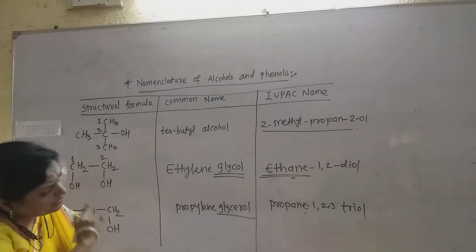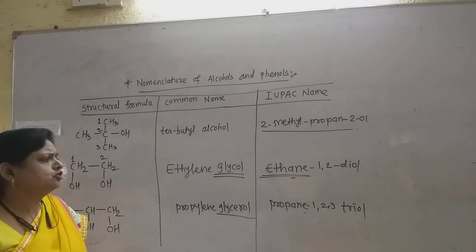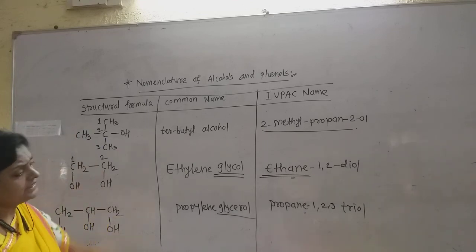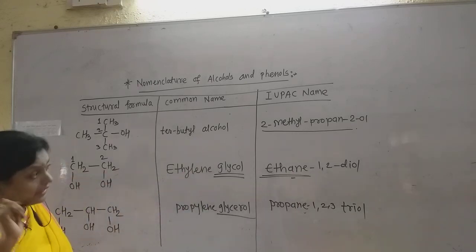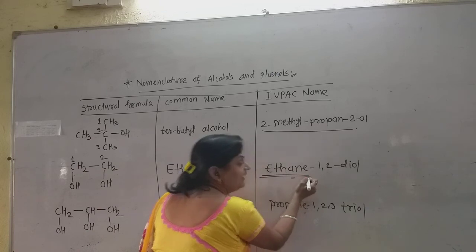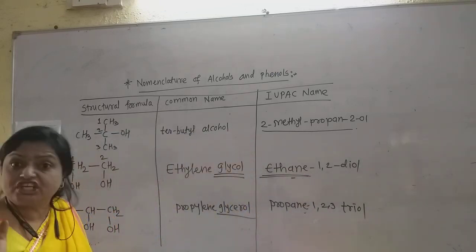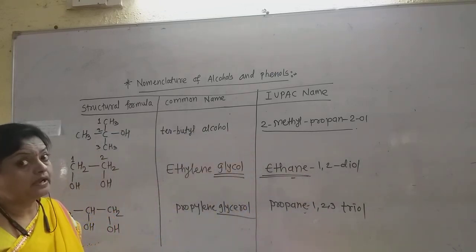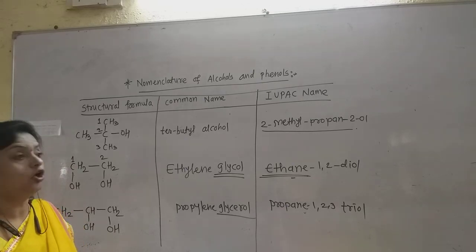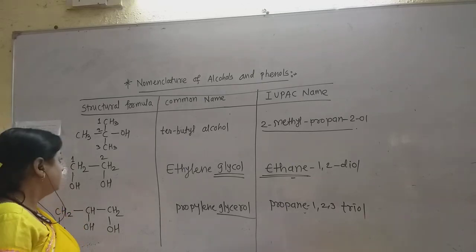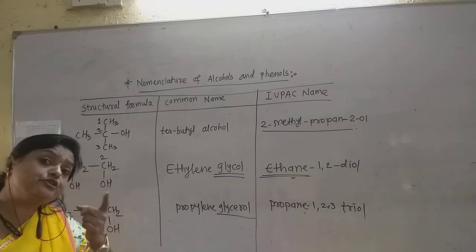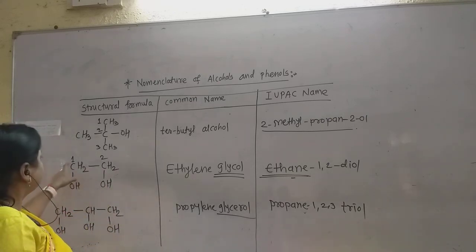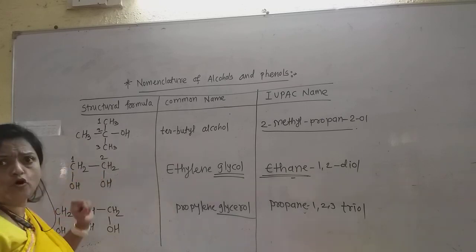Now I write here completely ethane. The E is not deleted. This is ethane, as its parent alkane is ethane. So write down the complete name of the alkane. Do not replace the E in case of dihydric alcohol and trihydric alcohol. Remember that. And then write down the numbers to which the OH groups are attached. Now here numbers are given as 1, 2 for this carbon.